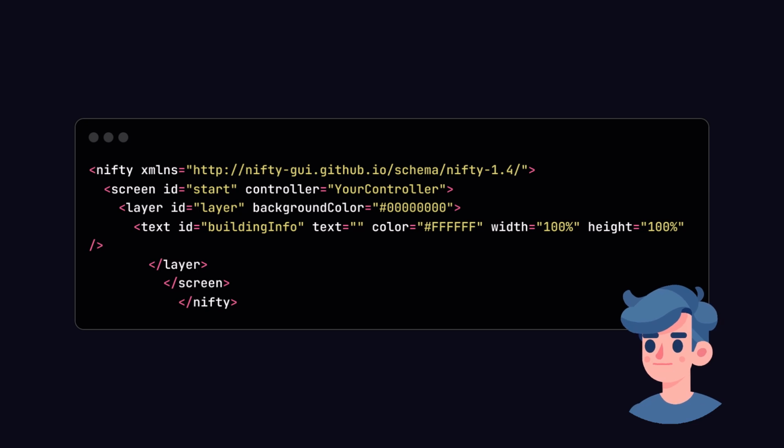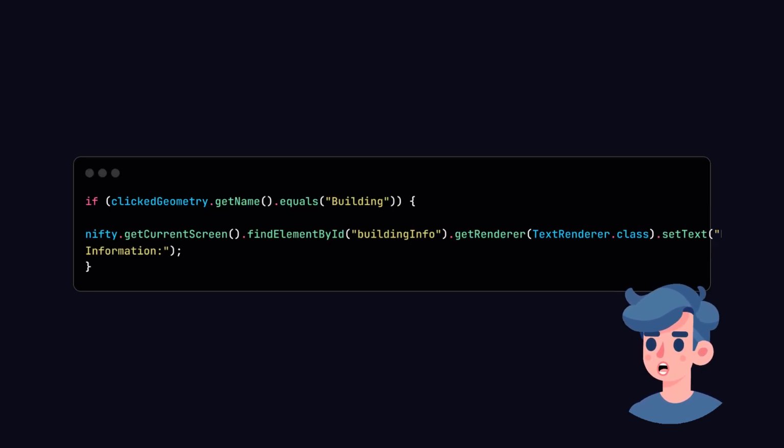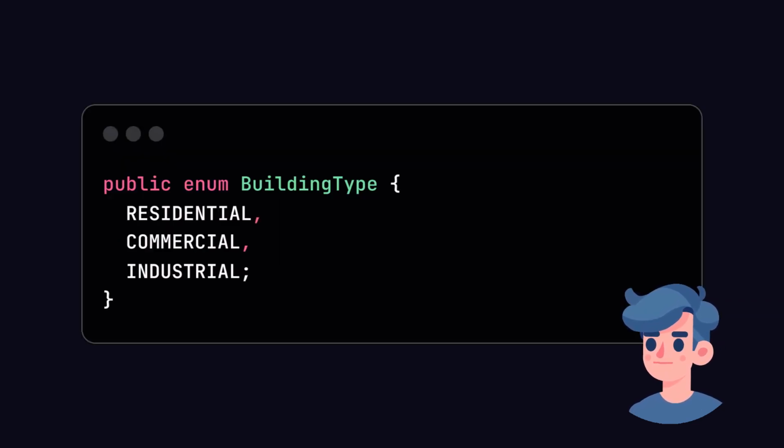We can create an XML file that defines our user interface. This will allow us to display information about the buildings and interact with them. Now, let's connect the selected building information to our UI. We'll update the text displayed whenever a building is clicked. Our basic city builder is coming together.